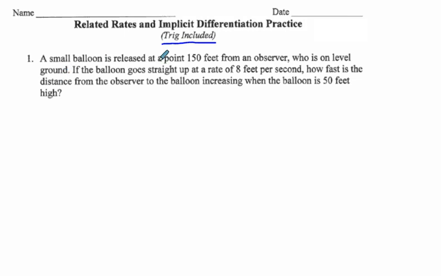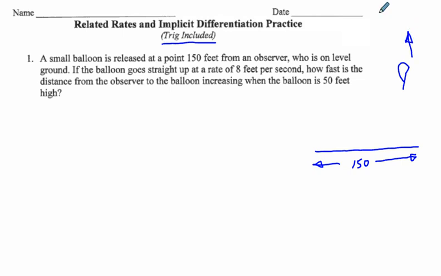Problem 1, a small balloon is released at a point 150 feet from the observer who is on level ground. I'm going to make a sketch here while we read the text. So here we have 150 feet. The observer is away on level ground from where a balloon is released. If the balloon goes straight up at a rate of 8 feet per second, okay, so we have this balloon that has gone up at a rate of 8 feet per second.